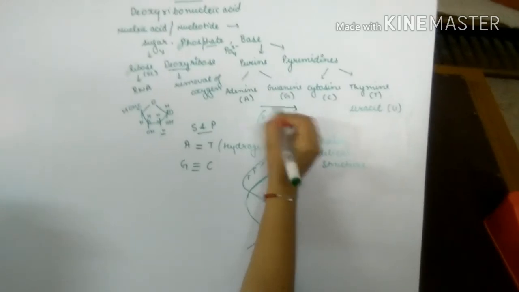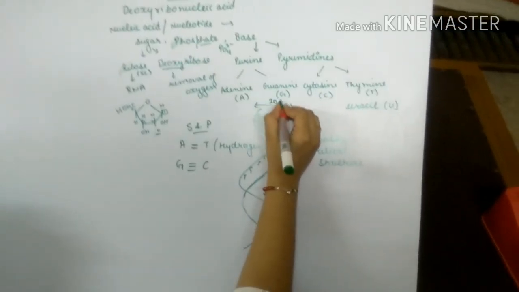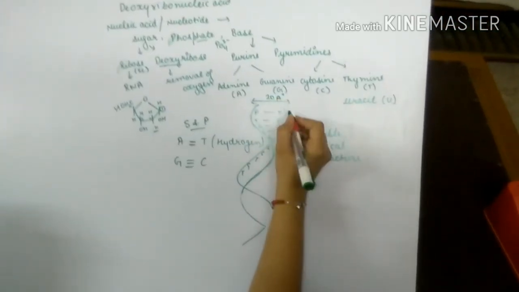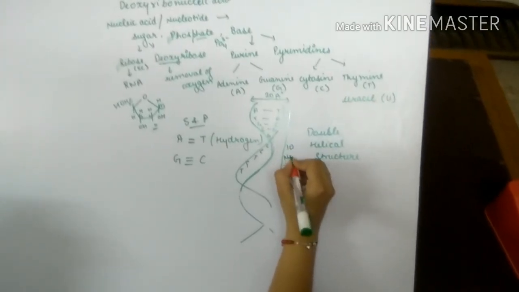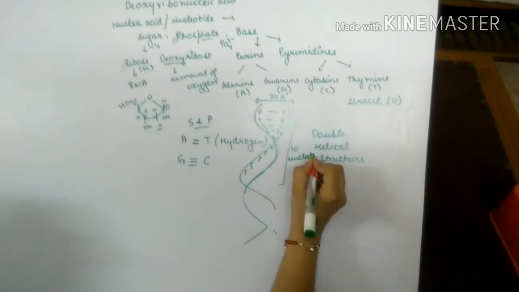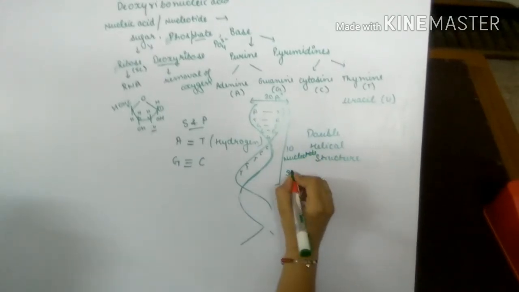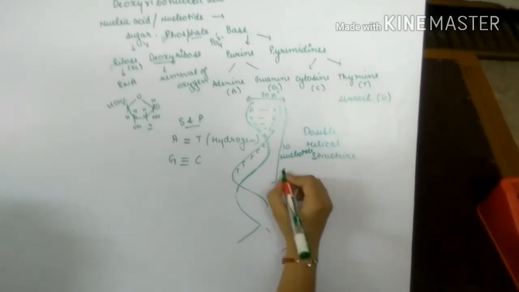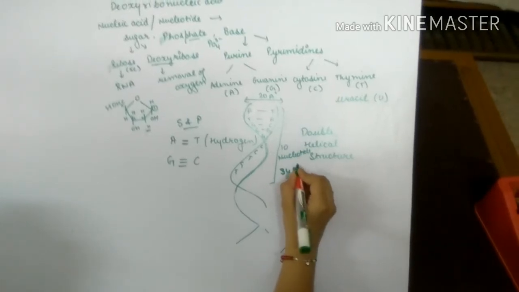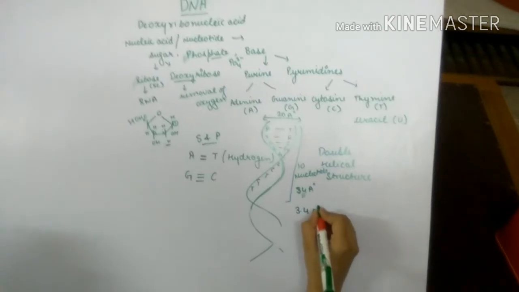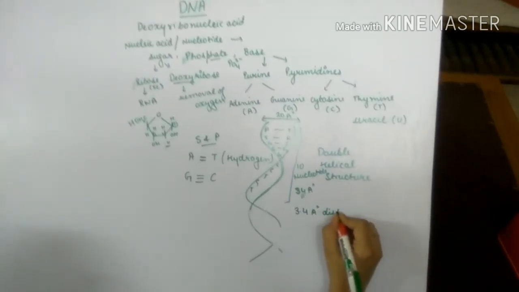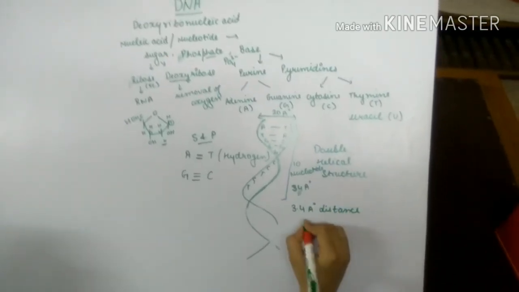It has a diameter of 20 angstrom, and one turn consists of only 10 nucleotides, covering a distance of 34 angstrom, having 3.4 angstrom distance between two nucleotides.